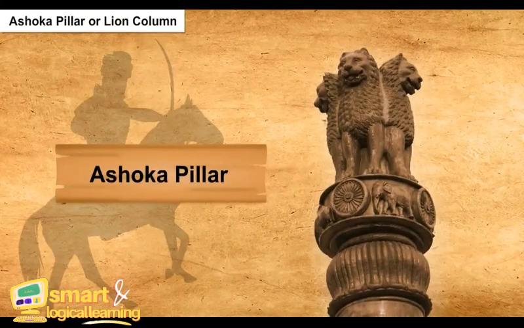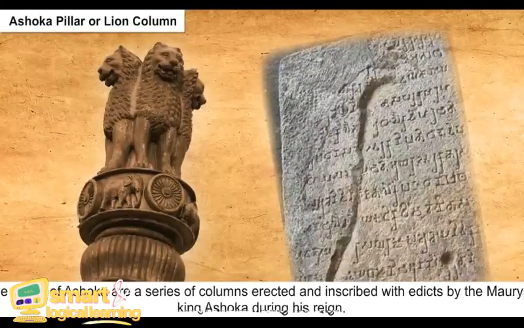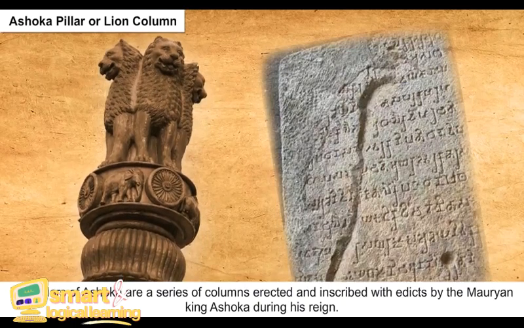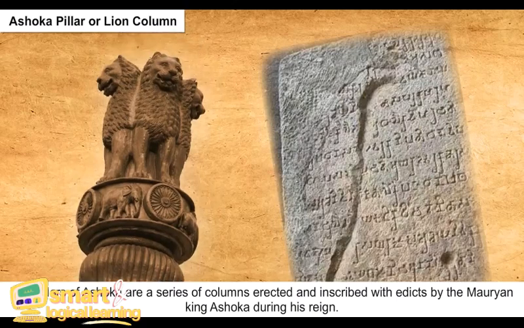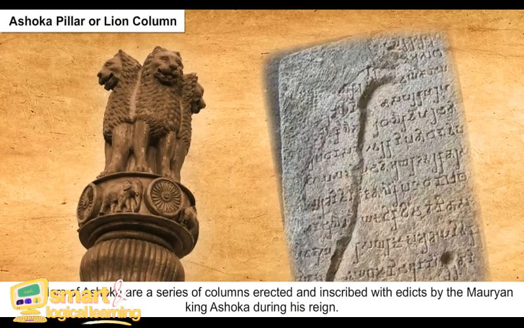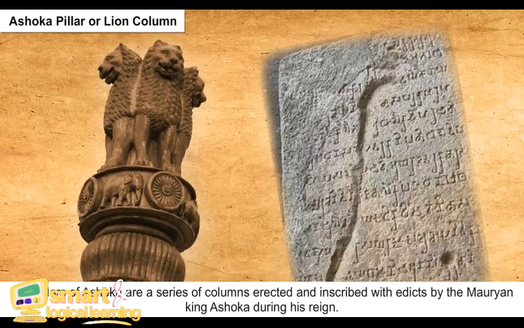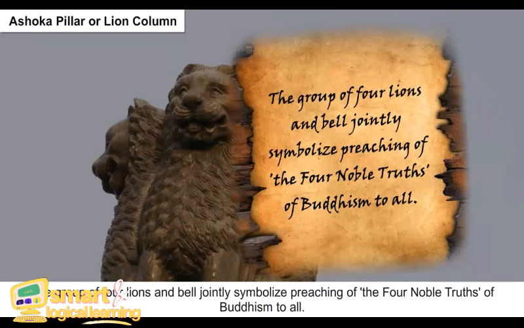Ashoka Pillar or Lion Column. The pillars of Ashoka are a series of columns erected and inscribed with edicts by the Mauryan king Ashoka during his reign. The group of 4 lions and bell jointly symbolize preaching of the 4 noble truths of Buddhism to all.